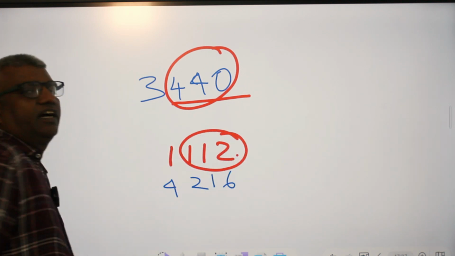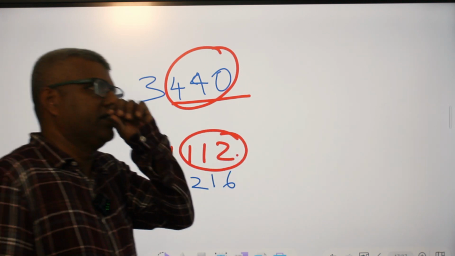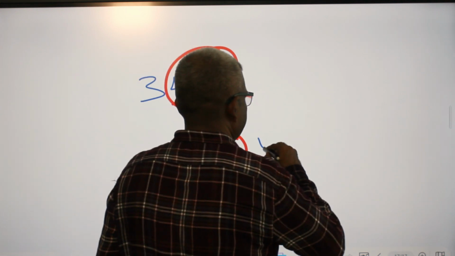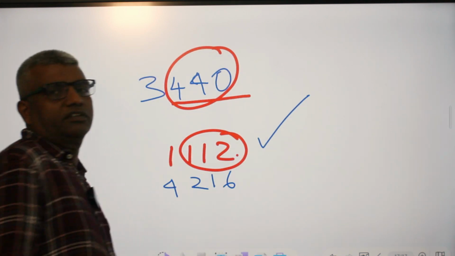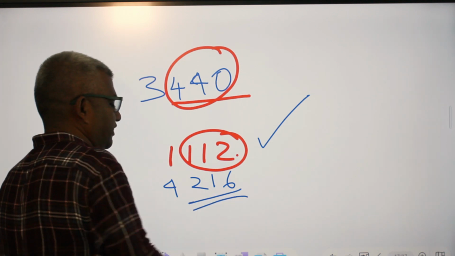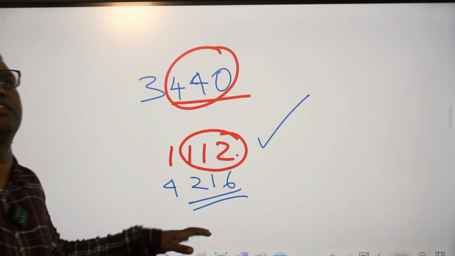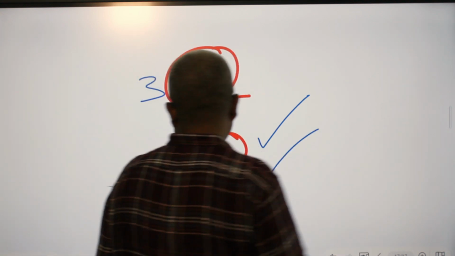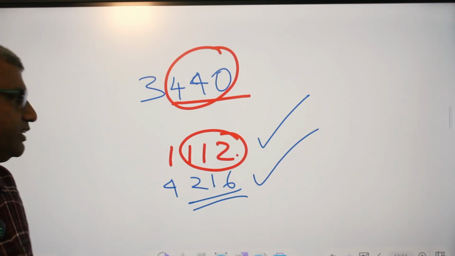112 only check. 112, 8 sixes are 48... yes, 112 is divisible by 8. So 1112 is also divisible by 8. 216. Okay, 216, 200 is divisible by 8. 16 also divisible by 8. So 4216 is divisible by 8.